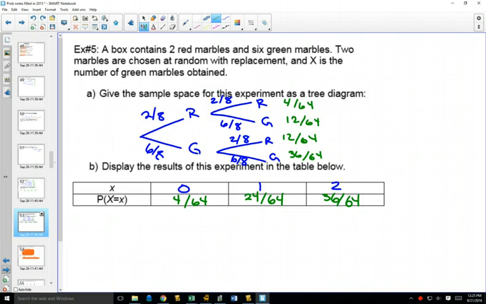If you want to do a quick check to see if you've done things right, you can add these fractions up. Do they add up to 1? Because in a probability distribution, you've listed all the possibilities. It should always add up to 1. And in this case, it does.